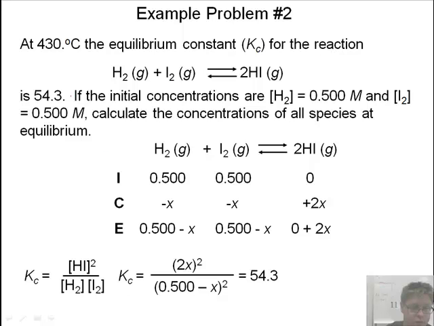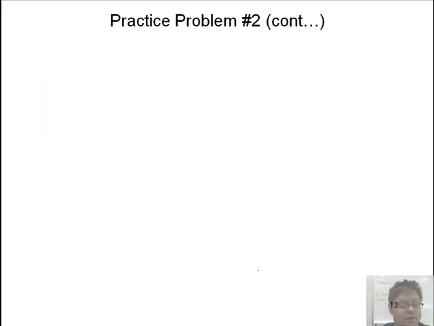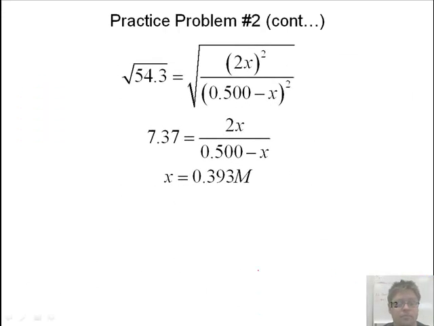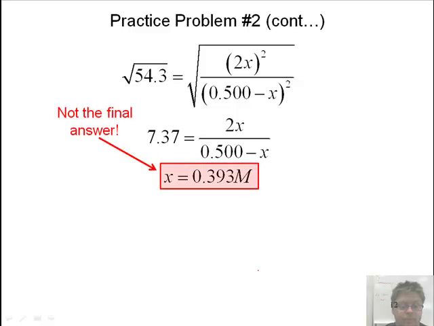Where did the 54.3 come from? There it is in the problem, so that's where that 54.3 came from. Solve for x. Here's your solving for x. X equals 0.393 molarity. However, that's not the final answer.